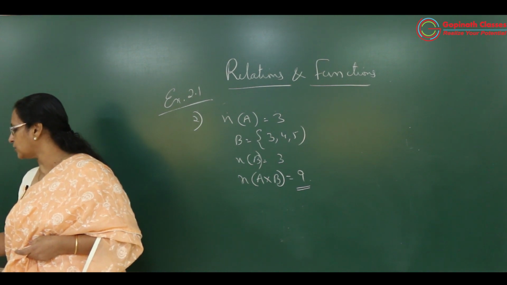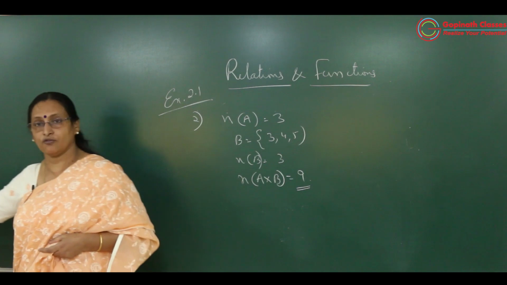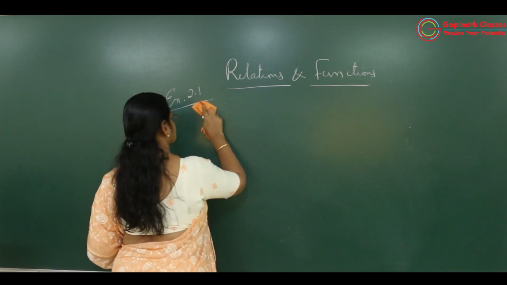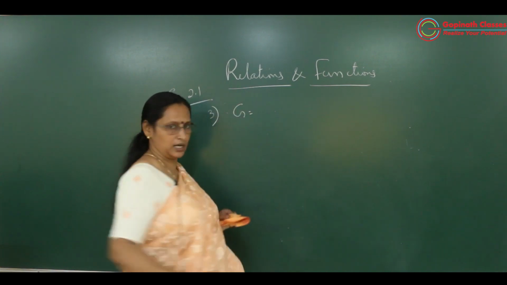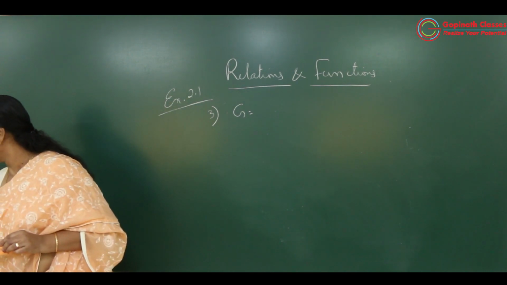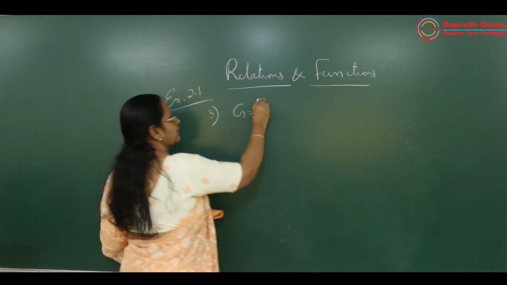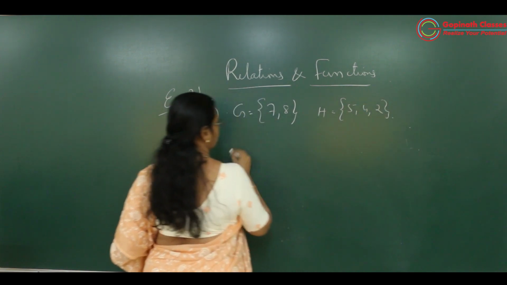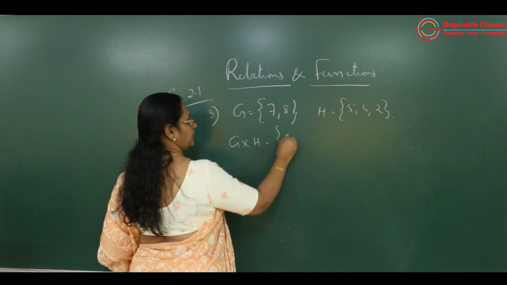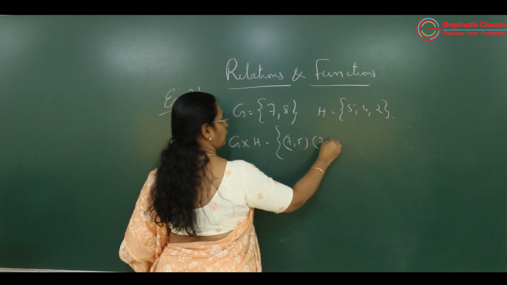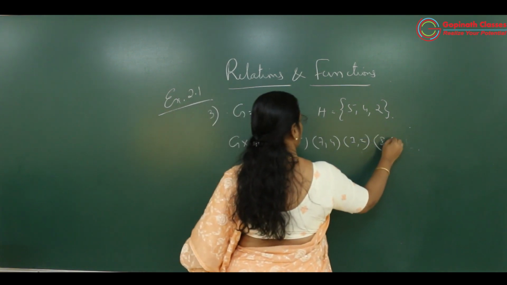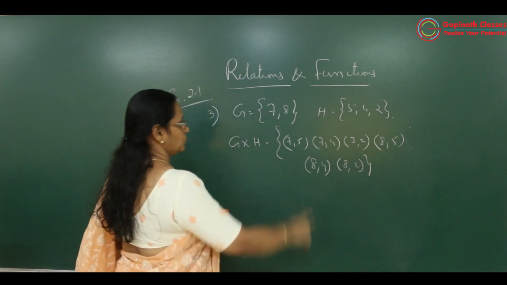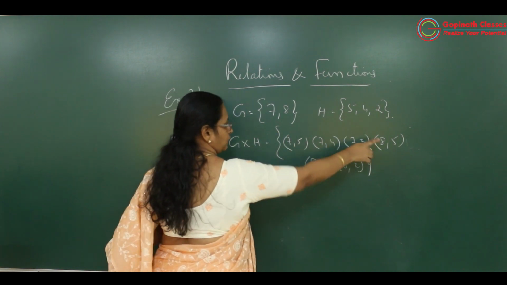Third question, G is given, H is given. Find G cross H and H cross G, which is a very simple question. One I am doing, remaining you can do. Third question, G is given. What is G? G is {7, 8} and H is {5, 4, 2}. So, what will be G cross H? G cross H will be (7, 5), (7, 4), (7, 2), (8, 5), (8, 4), (8, 2). So, 2 elements and 3 elements, total 6 elements, 1, 2, 3, 4, 5, 6.